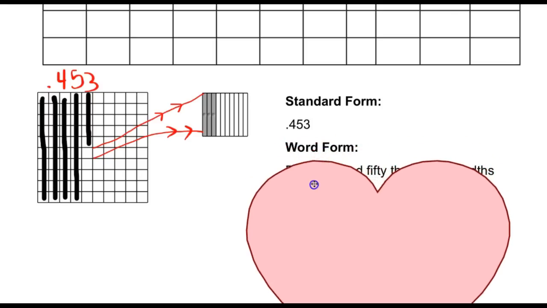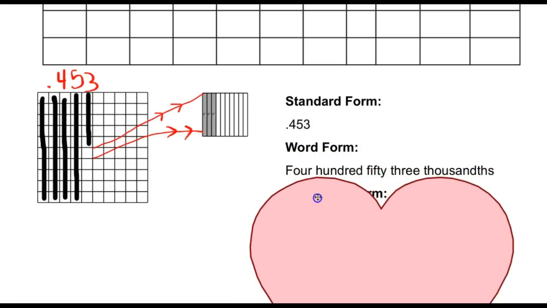Now the next one is going to be my word form. My word form is going to be written as 453 thousandths. Spell it, or write it out just like you would say it, 453 thousandths.